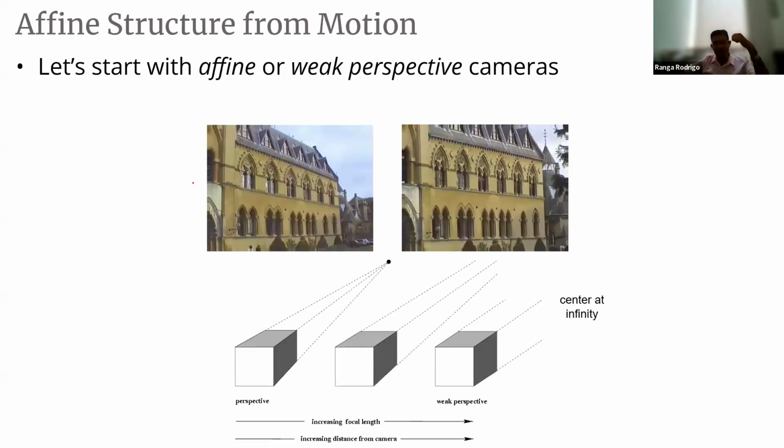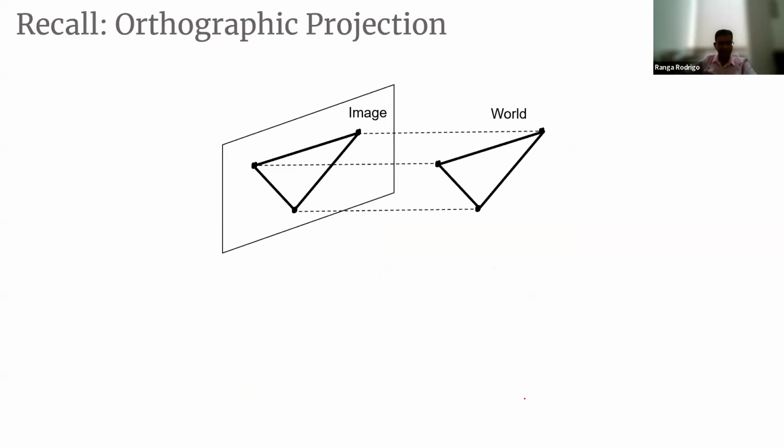Okay, so let's start with affine or weak perspective cameras. These images can be obtained if you have a longer focal length like that. When the focal length is short, you can see the line parallelism is seriously gone. But here the parallel lines are just sort of parallel. So with that we can use affine structure from motion.